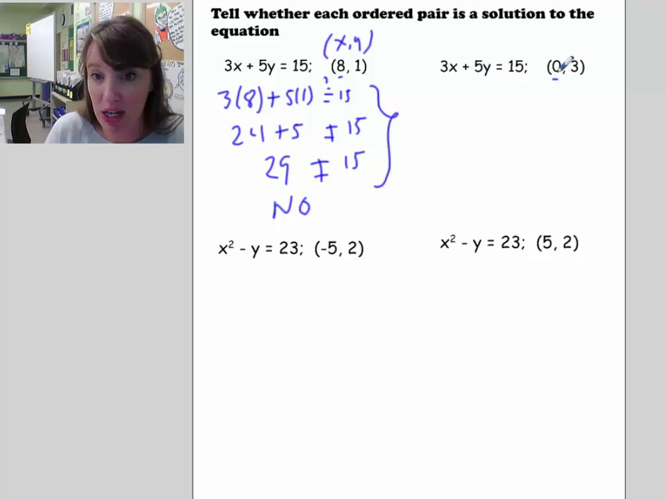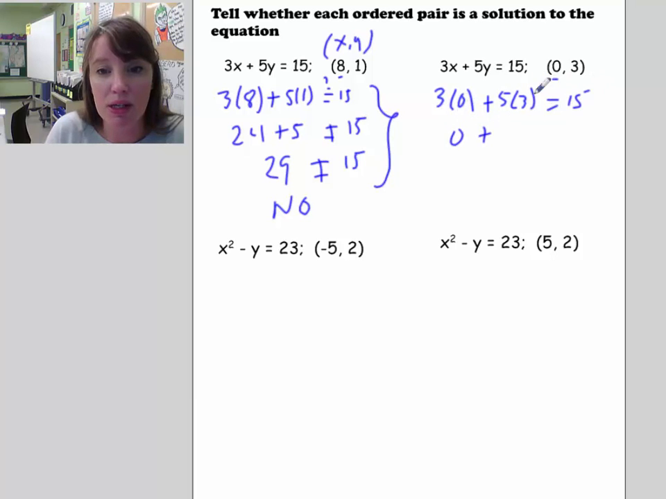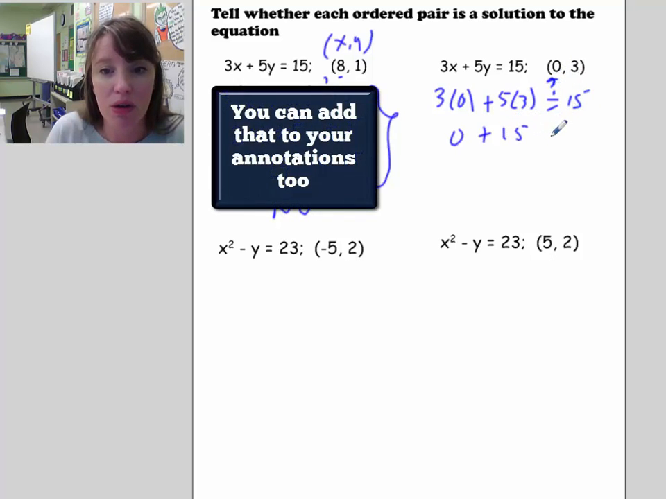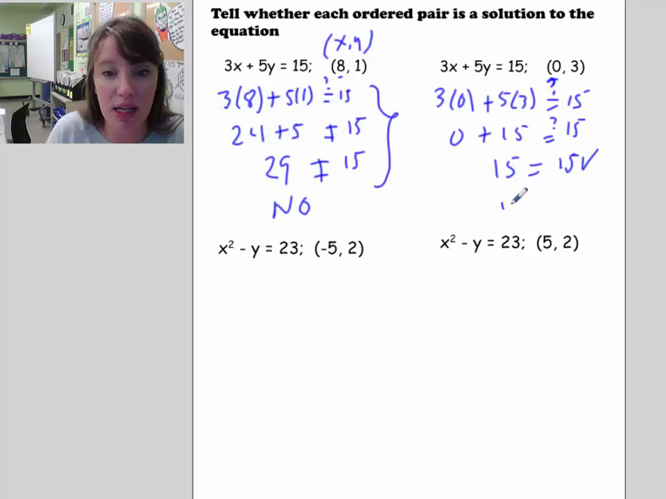Again, let's check the ordered pair 0, 3. So I'd substitute 0 in for x and 3 in for y. So this is 0 plus 15, and again, I'm going to put a little question mark because it's a question whether or not they're equal to each other. Well, 0 plus 15 is equal to 15, so yes, the coordinate 0, 3 is a solution to this two variable equation.